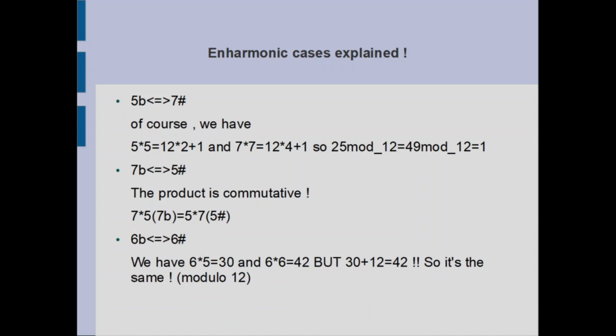And the last one, 6 flat is equivalent to 6 sharp. We have 6 times 5 equals 30, and 6 times 7, I made a mistake in the PowerPoint. 6 times 7 equals 42. But 30 plus 12 equals 42. We made a complete revolution, so we didn't move. If we add 12, we don't move, since we work in modulo 12. So it's the same. That explains this enharmonic case.